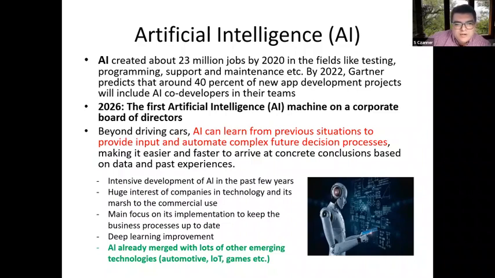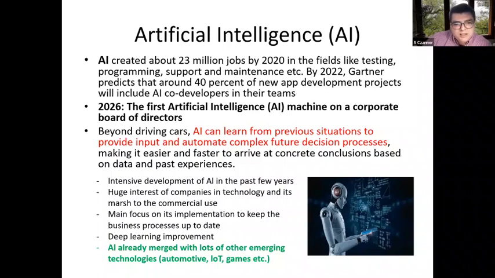AI created about 23 million jobs by last year in fields like testing, programming, support, and so on. And the forecast is that the first artificial intelligence machine will be on the corporate board of directors for a company. Why do we want artificial intelligence to be put on the board which makes the hard decisions? That's the question for the future.